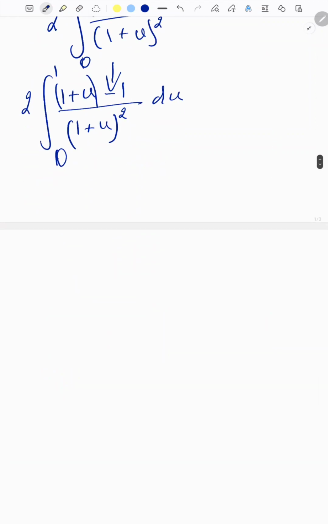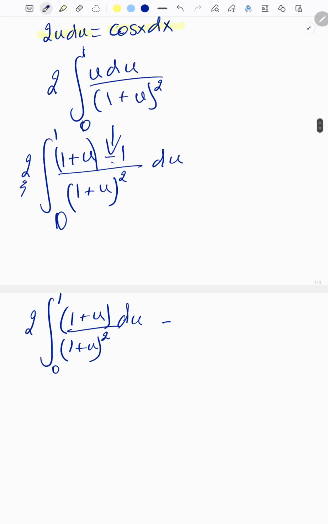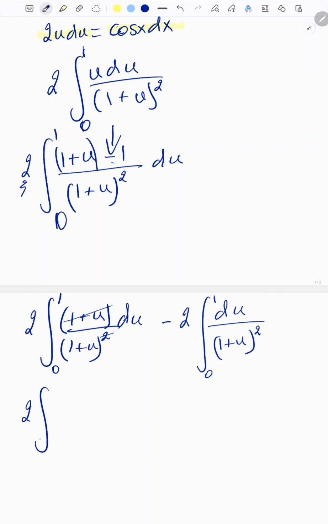And now let's split that integral. So it becomes 2 times the integral between 0 and 1 of (1 plus u) divided by (1 plus u) squared du. And I have the 2 here and the minus 1 here, so it becomes 2 times minus 1, which is minus 2, times the integral of du divided by (1 plus u) squared between 0 and 1. So on the first integral, I can simplify by 1 plus u and take out the exponent of the denominator. So it becomes 2 times the integral between 0 and 1 of du divided by 1 plus u.